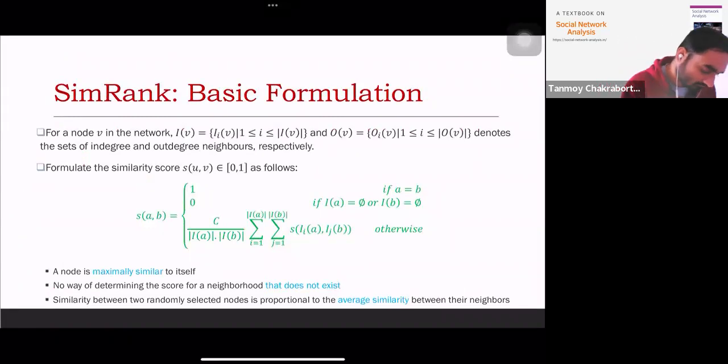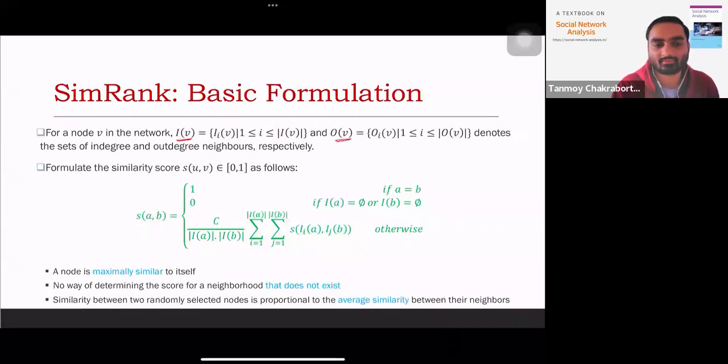Let us take some notation. Let's assume that I(V) is the set of inward neighbors of V, and O(V) is the set of outward neighbors of V. Inward neighbors means the nodes which are pointing to V, and O(V) is the nodes which are pointed to by V, assuming that it's a directed network. In case of an undirected network, it doesn't matter, it's the same.